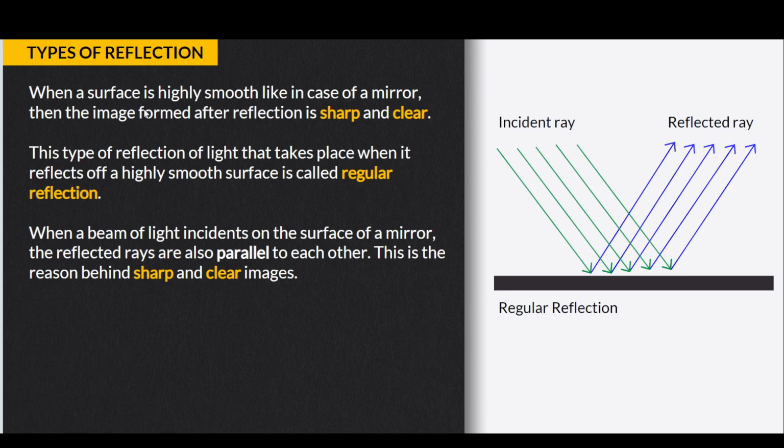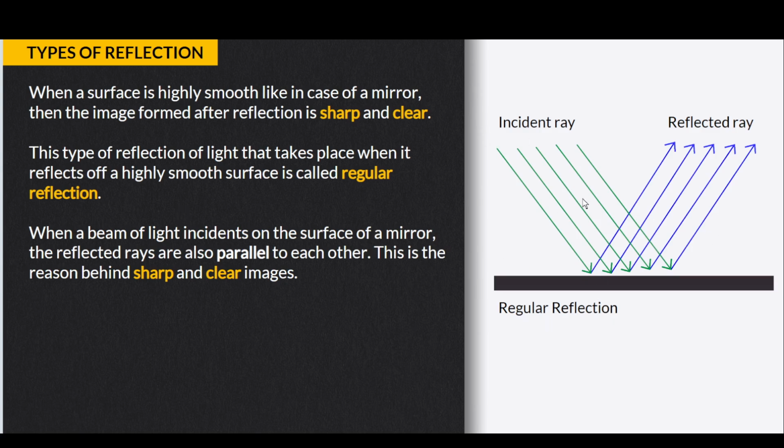Then there are different types of reflection. If there is a surface which is highly smooth like a mirror, it makes the image very sharp and clear. That's why we are able to see ourselves as we are in a mirror, because the mirror is very smooth. So these are the incident ray and the reflected ray in case of a highly smooth surface. This is called regular reflection.